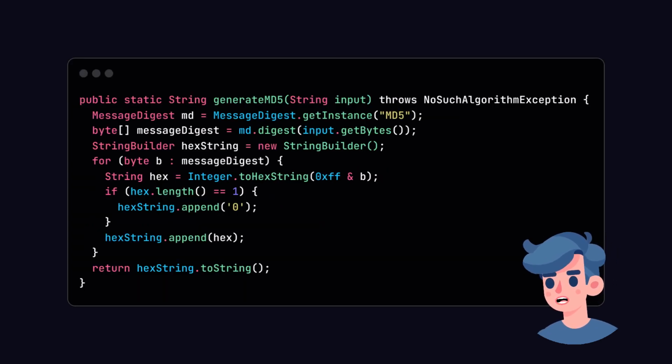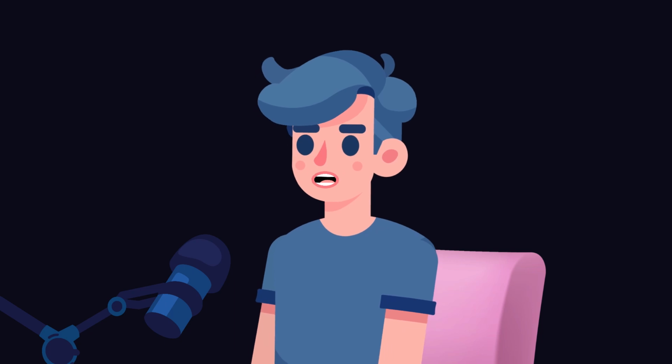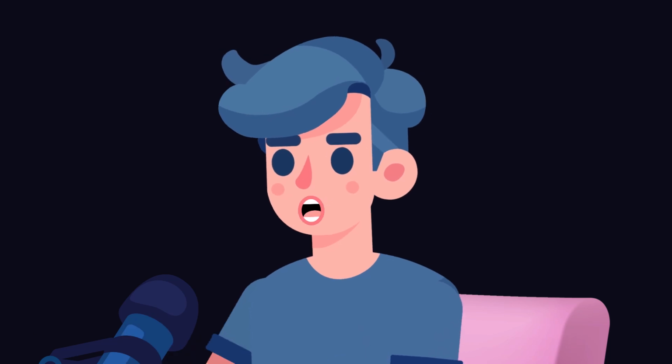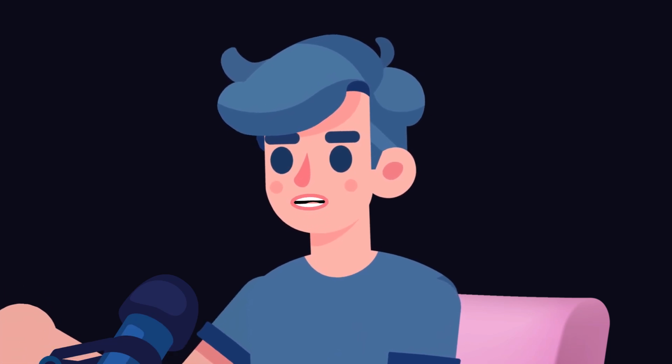First, let's implement the MD5 hash function. We will create a function called generateMD5 that takes a string input and returns its MD5 hash. In this code, we're creating a message digest instance for the MD5 algorithm, then hashing the input byte array. Finally, we convert the hash bytes to a hexadecimal string.